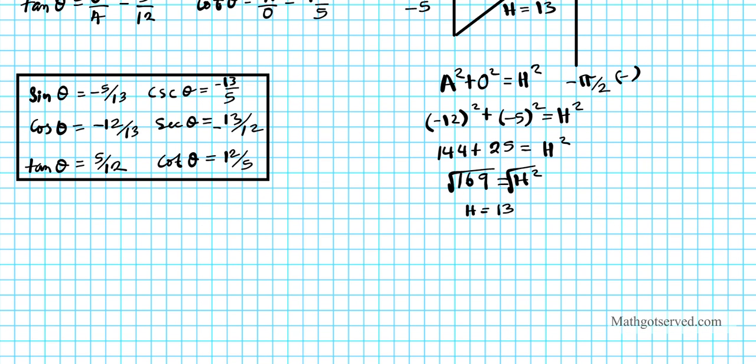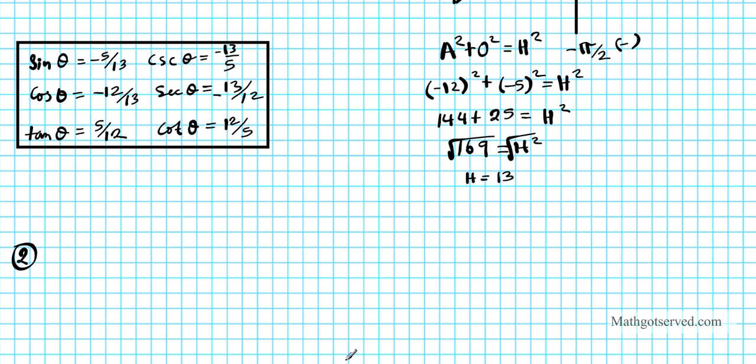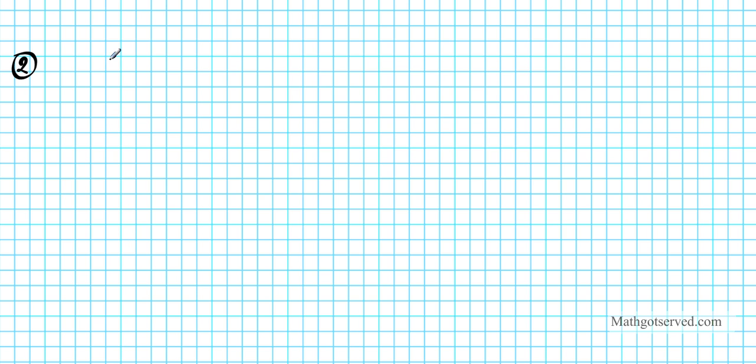All right. Now let's go ahead and consider question number 2. Same procedure, but in this case we have cosine theta equals -3/7, and we have 90 degrees less than theta, and theta less than 180 degrees. So let's go ahead and draw the triangle in standard position with this information.